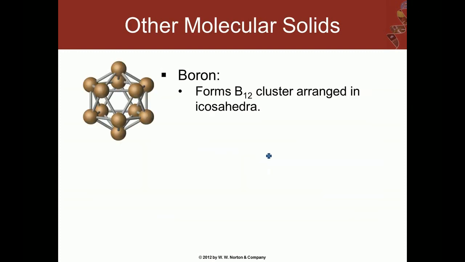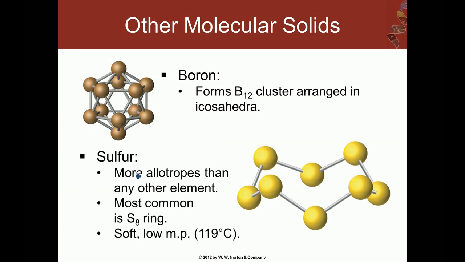Here's some other examples of some molecular solids. So boron forms B12 clusters, this really cool 12-sided shape that we call an icosahedron. So boron has a cool shape. Here's sulfur. Sulfur, in fact, has more allotropes than any other element. Most commonly, sulfur exists in this sort of ring of single-bonded sulfur atoms, but you can get other structures as well. Then to make the solid sulfur, these rings would interact with each other via dispersion interactions to make a soft, low melting point solid.